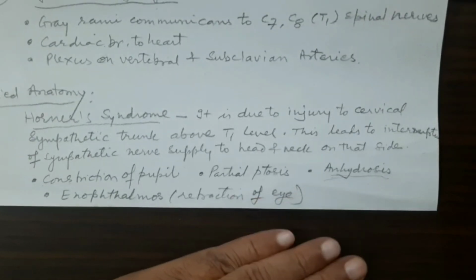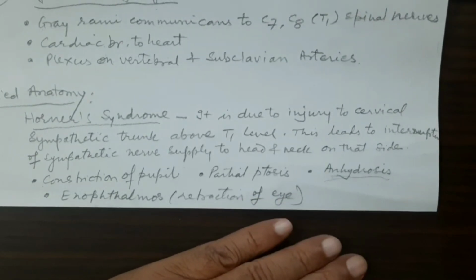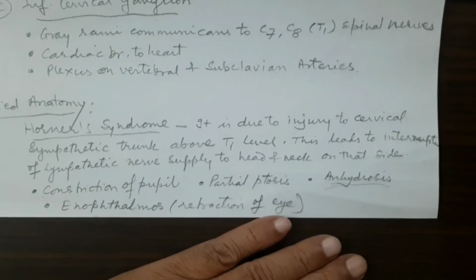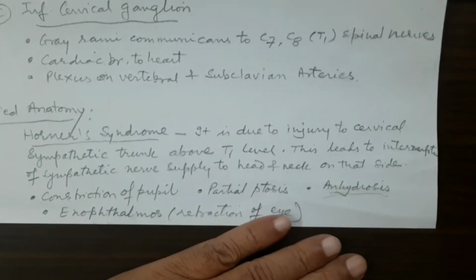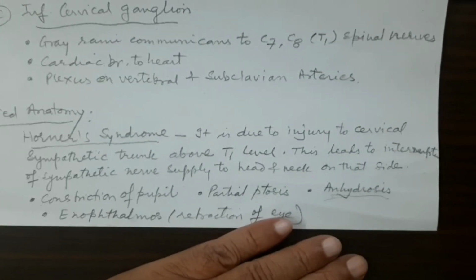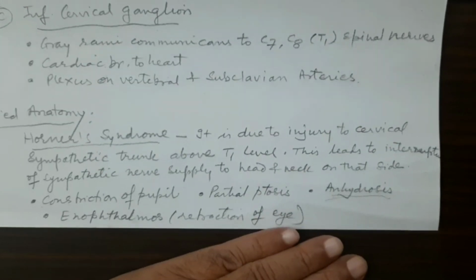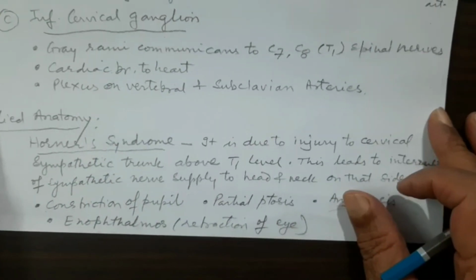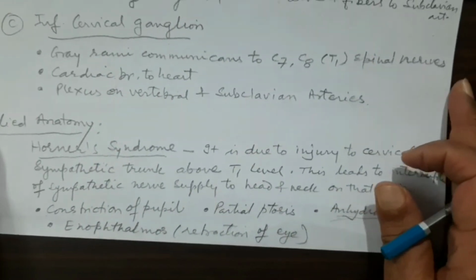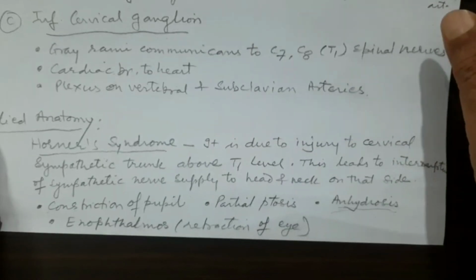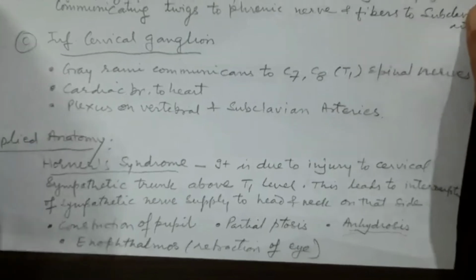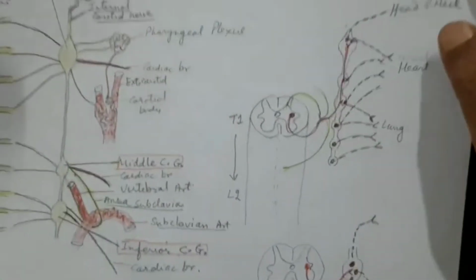And lastly, enophthalmos. What does it mean? It means that eyeball retraction will be there. That means it will appear as if the eyeballs have gone inside the socket, or they are retracted. Socket means the orbital cavity. Partly it will seem to be retracted due to the drooping of the upper eyelid also. This completes the cervical part of the sympathetic chain.